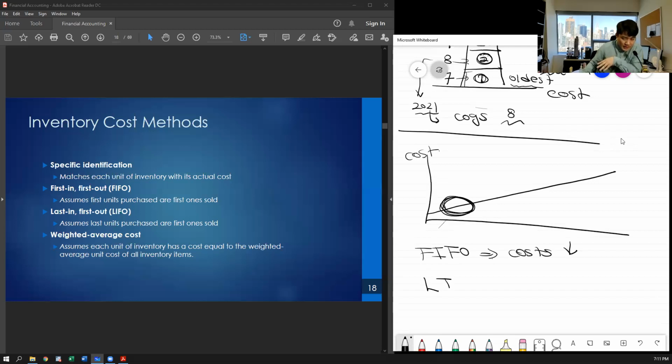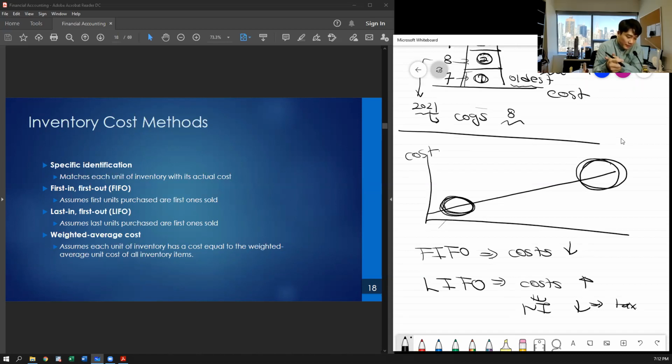Now, on the flip side, if the company adopts this LIFO approach, or last in, first out, the company will be using the latest items centered around here that have a higher cost. So you're reporting a higher cost in your income statement. If you're reporting higher costs, you're going to be recording lower net income, which will have an impact on the taxes. Most of the time, the companies that choose LIFO will be doing this to lower the taxes.